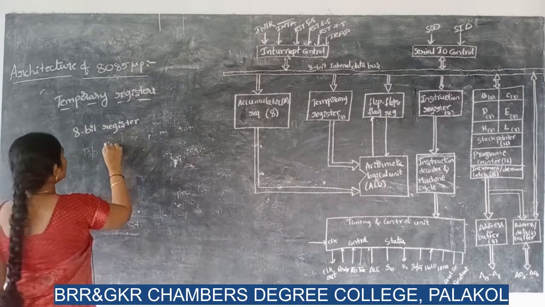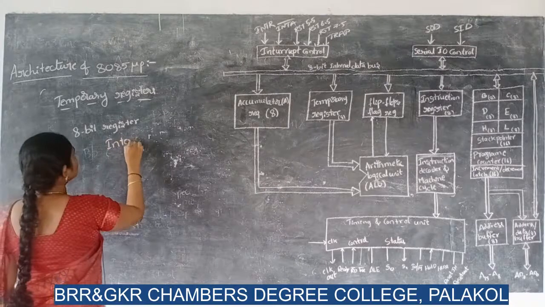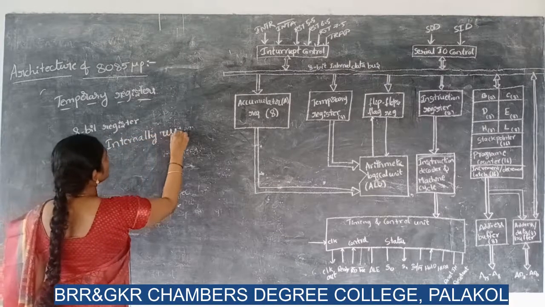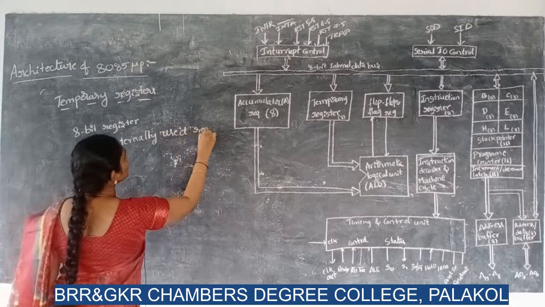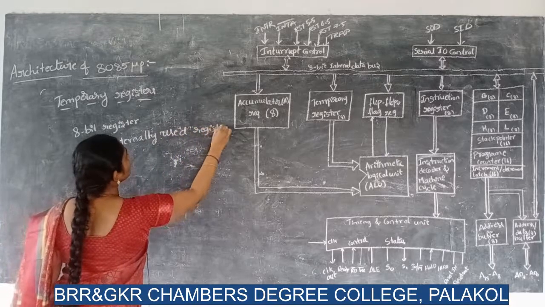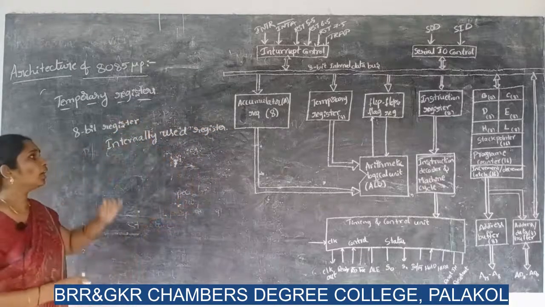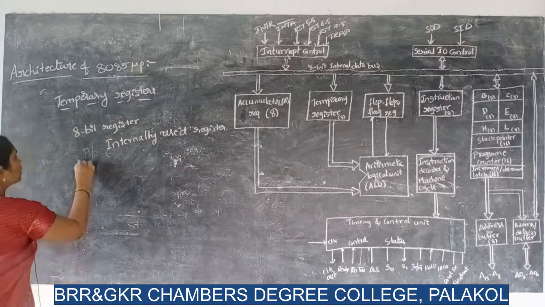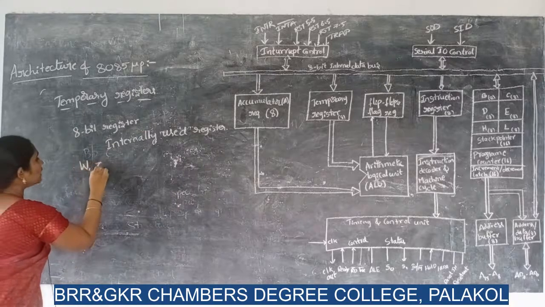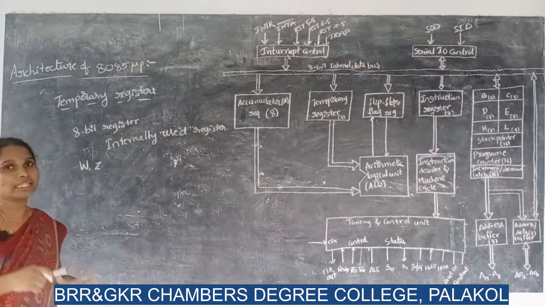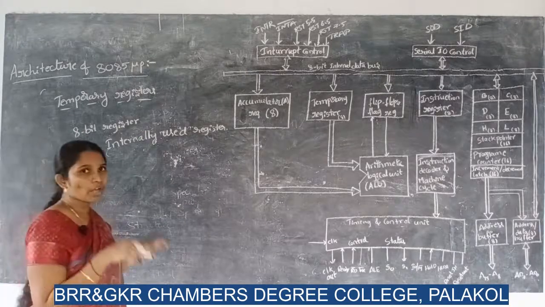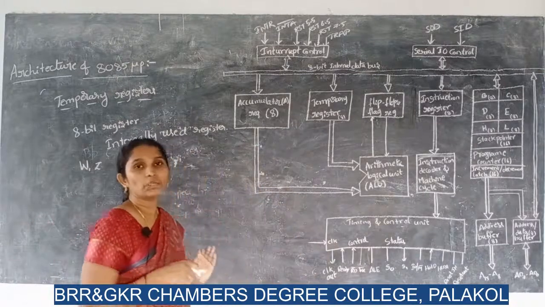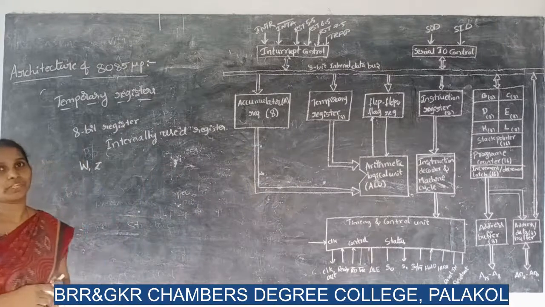This register is used internally, not by the programmer. So that is nothing but a temporary register. W and Z are the temporary registers. These registers are stored internally in the architecture of the 8085 microprocessor.